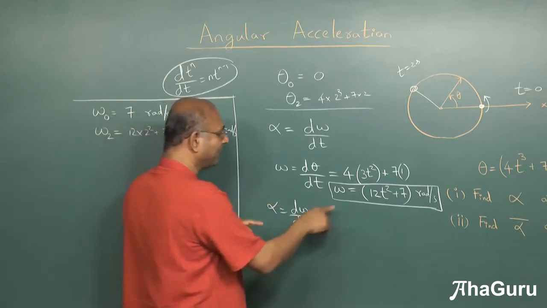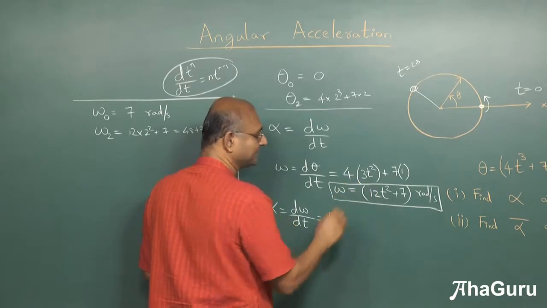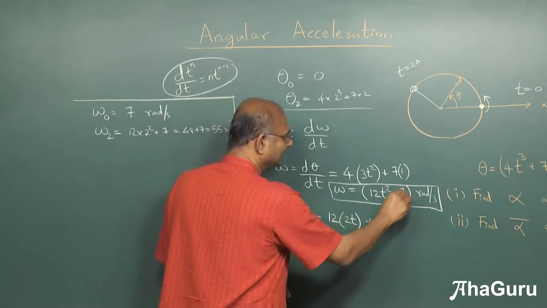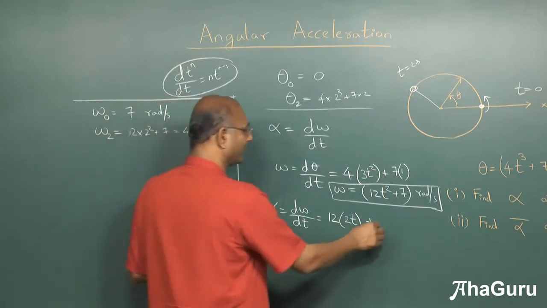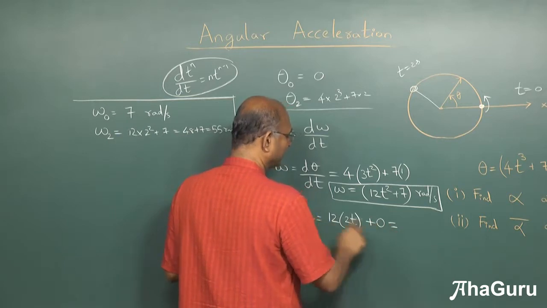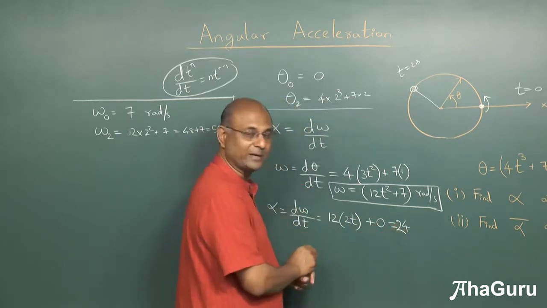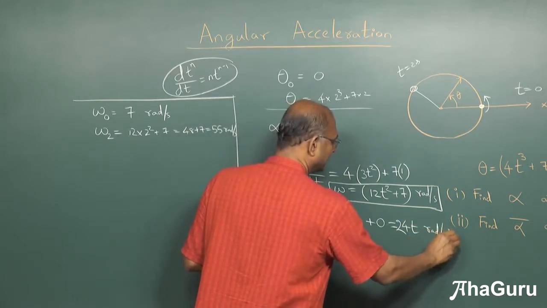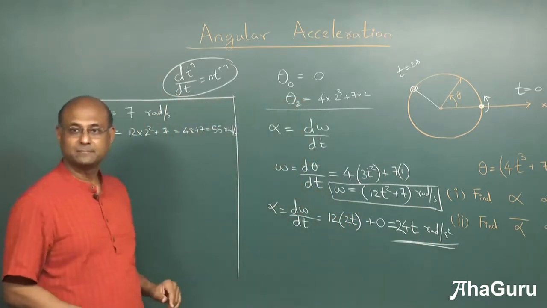So now what is alpha? d omega by dt. If I differentiate this, it is 12 times differentiation of t square, which is 2t, plus the differentiation of 7. It's a constant. When you differentiate a constant, you get 0. So therefore this is 12 times 2, which is 24t radians per second square. So that is alpha at any time.